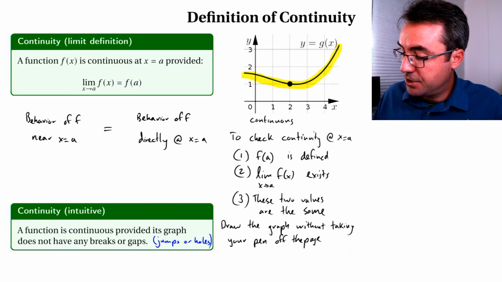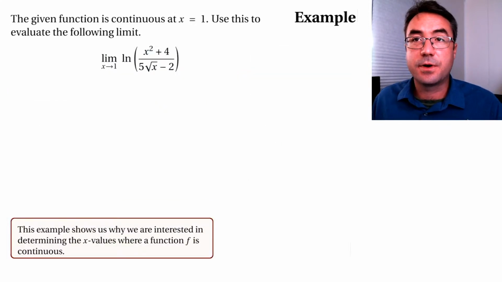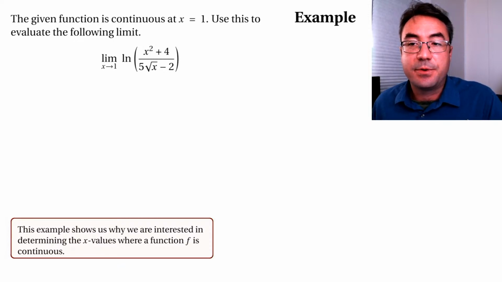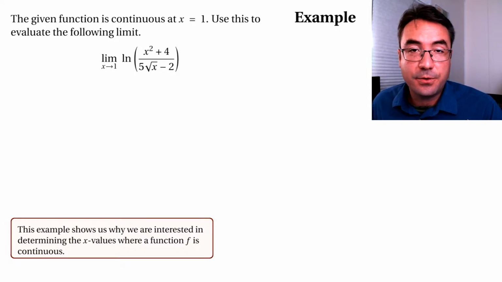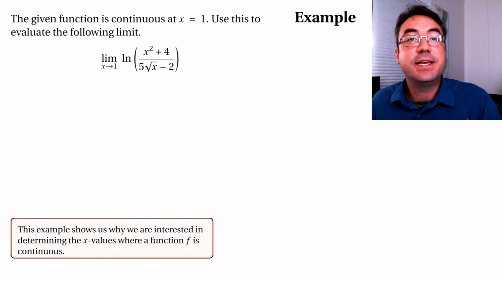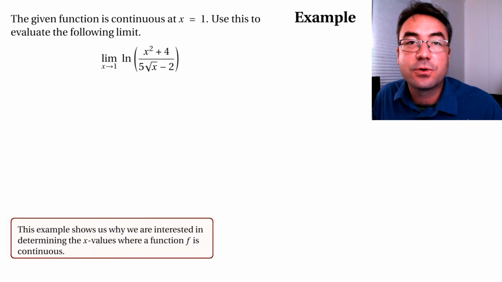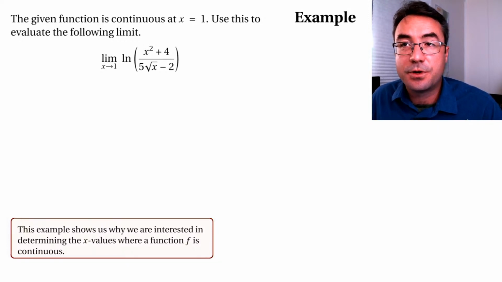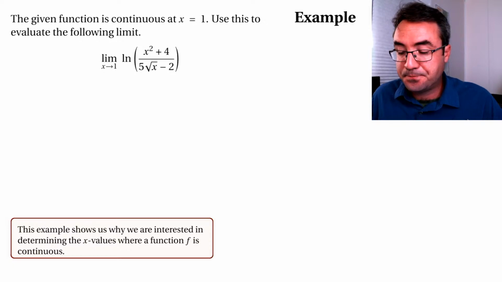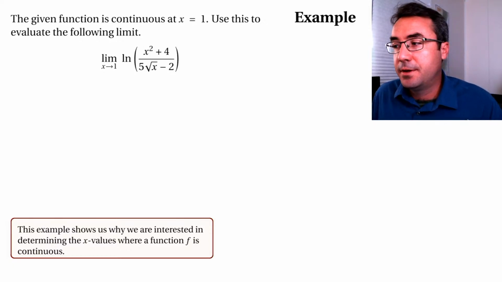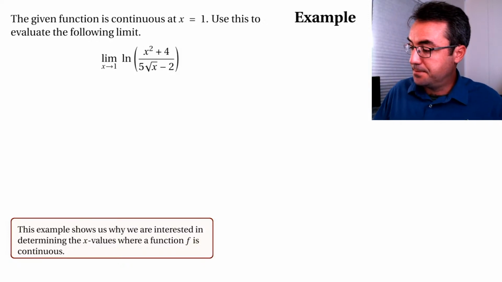But before we get to that, let's just see why this idea of continuity is very nice and what it does for us. So that's what we're going to see in this example. This example shows us why we're going to be interested in determining the x values where a function f is continuous. All right, so let's look at this. We're going to compute the limit of natural log of x squared plus 4 divided by 5 square root x minus 2, and we're doing the limit as x approaches 1. And we're told that the function is continuous at x equals 1.